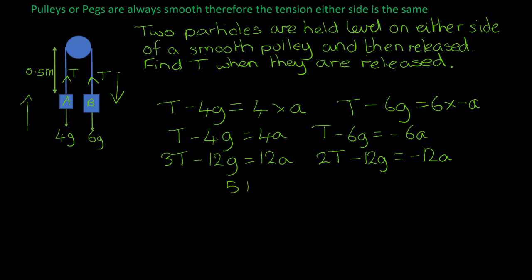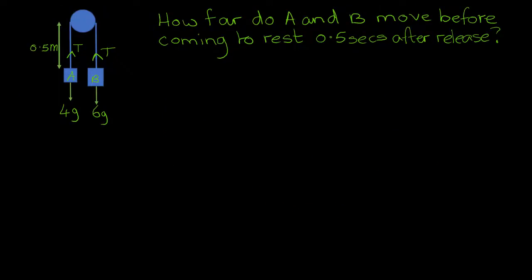So we're adding them together. We get 5T minus 24G equals nothing. And so T will be 24G divided by 5. Next, they want us to find out how far A and B move before they come to rest a half a second after release. So we know that the time is 0.5 seconds. We know that the final velocity is 0 because it's coming to rest.